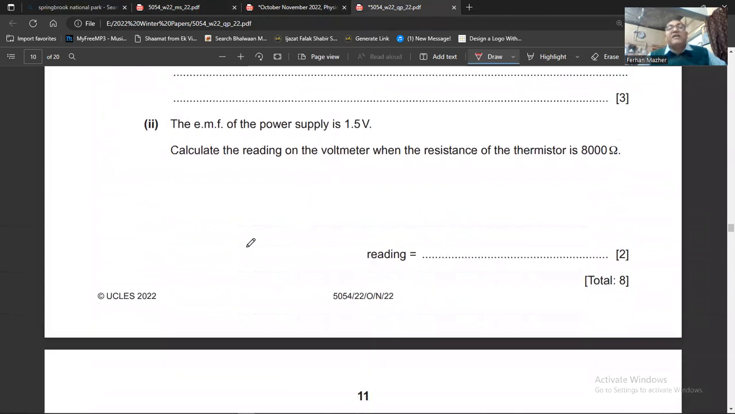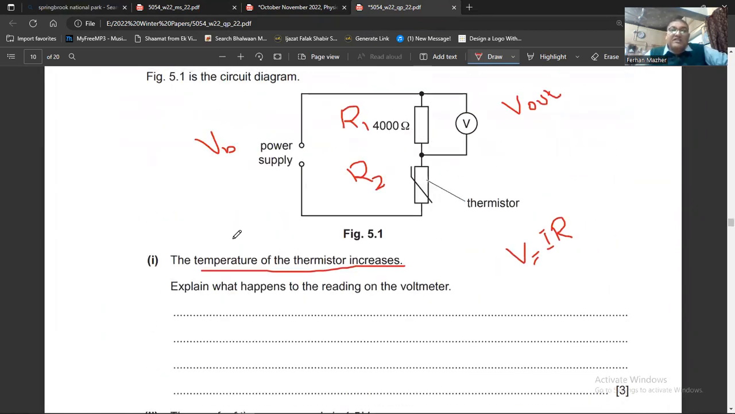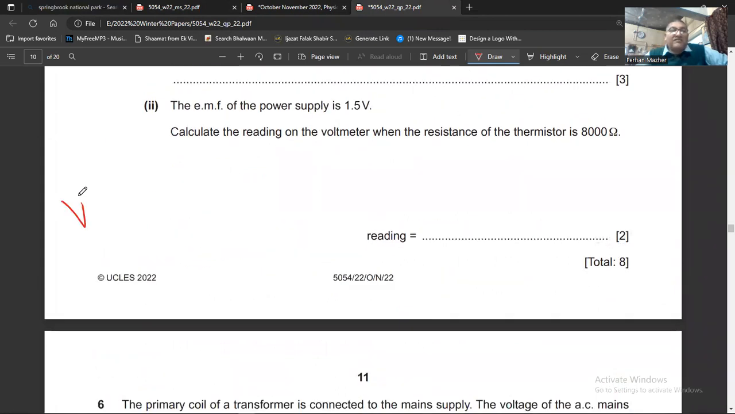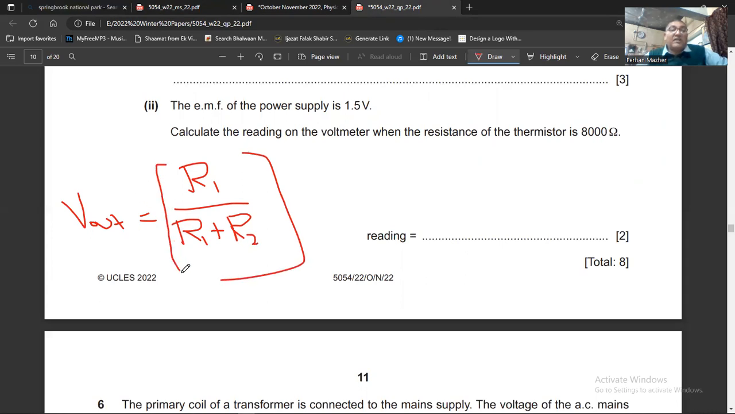Okay. He says the EMF of the power supply is 1.5 volt. Calculate the reading on the voltmeter when the resistance of the thermistor is 8,000 ohm. You remember the potential divider formula, the V out, and V out here is from the R1. So that formula will be R1 divided by the total resistance, that is R1 plus R2. That's the potential divider formula, a very famous formula in your textbook. And you multiply it with the voltage of the battery.